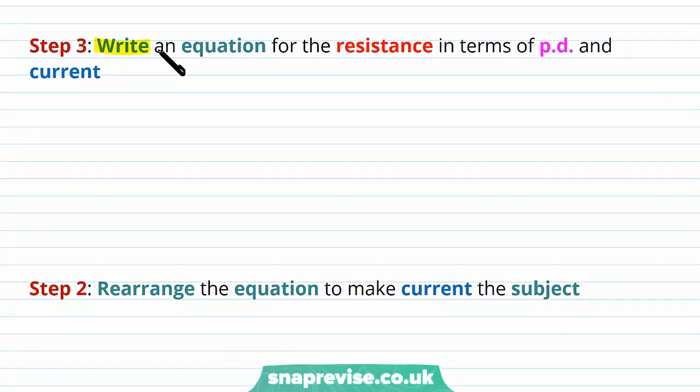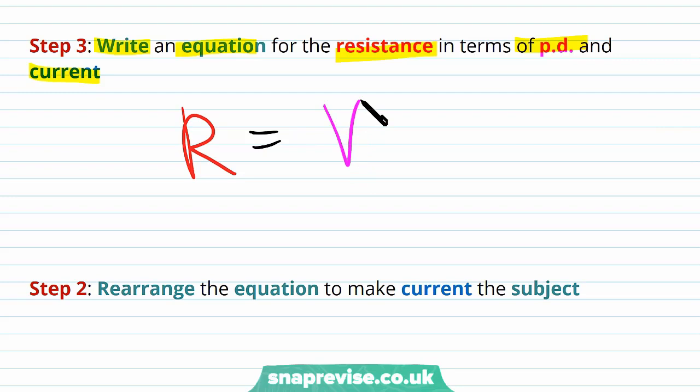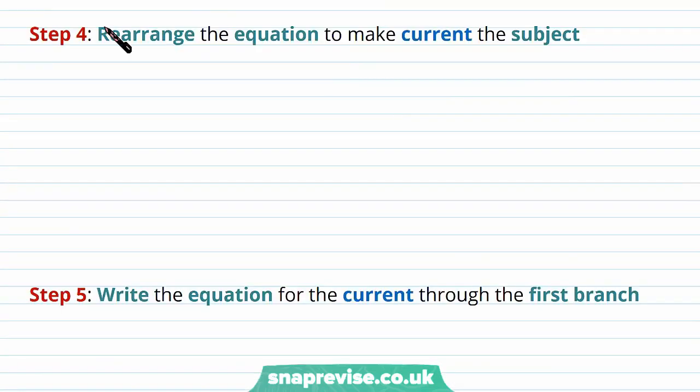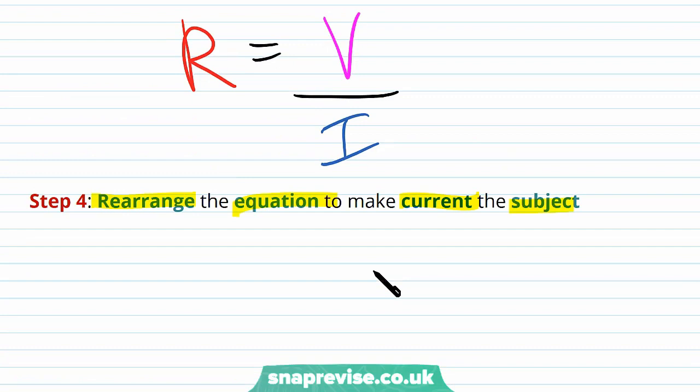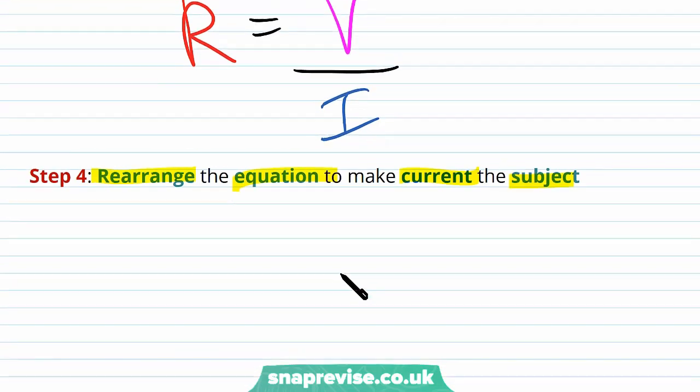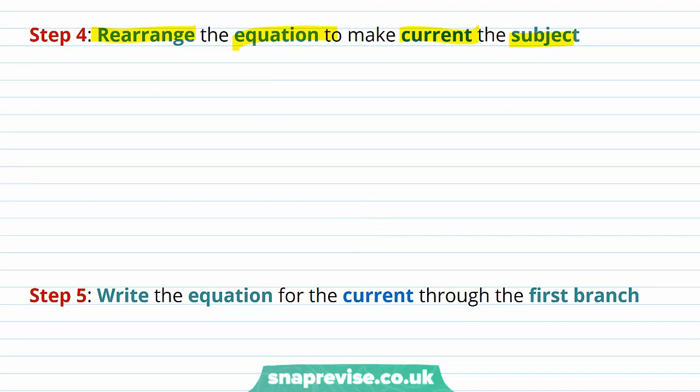Our third step is to write an equation for the resistance in terms of potential difference and current. So we know that the resistance of a component is equal to the potential difference across that component divided by the current. Our fourth step is to rearrange the equation to make current the subject. So we're going to multiply both sides by current and divide both sides by resistance. So we end up with I is equal to V divided by R.